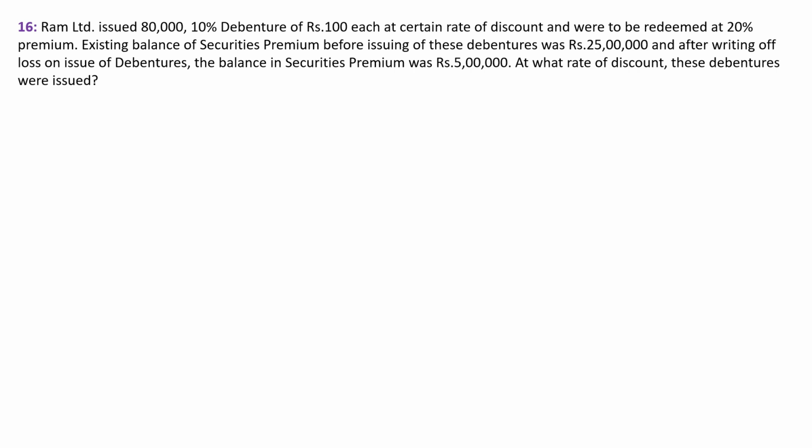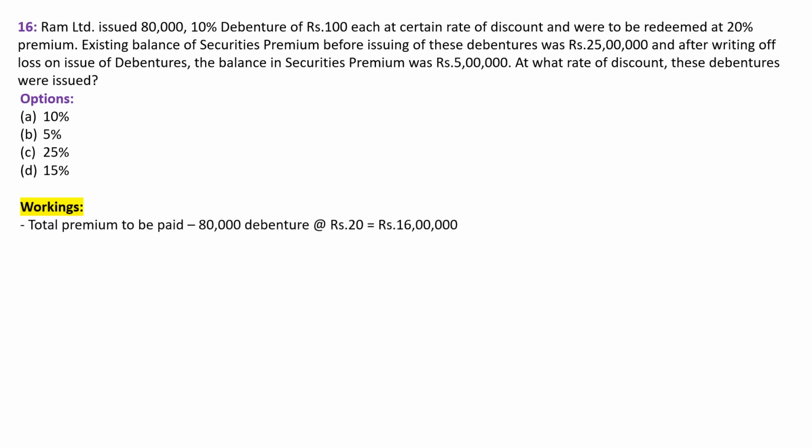So it's a completely tricky question. You have to find out the discount rate at which the debentures were issued. There are four options, and you have to select the right answer out of them: A 10%, B 5%, C 25%, and D 15%. So let's do the working quickly to understand which option is correct.